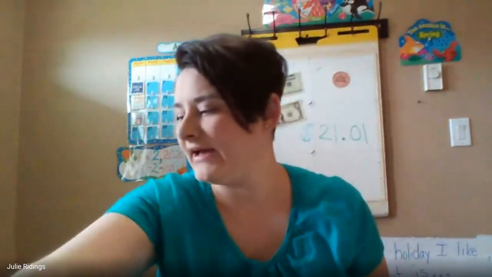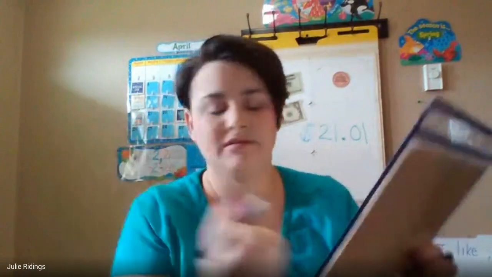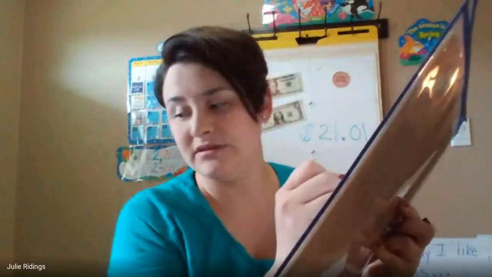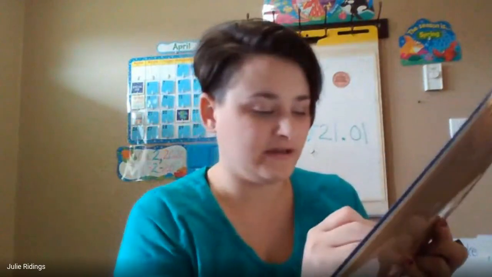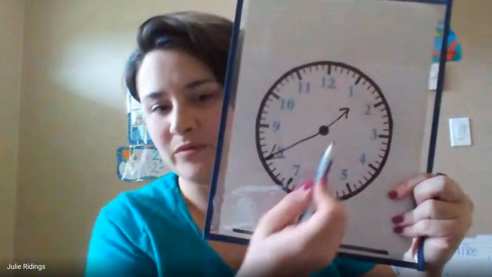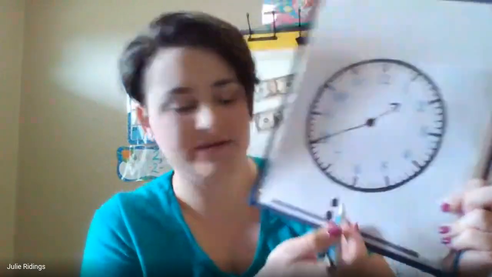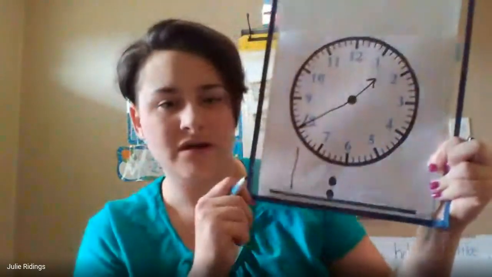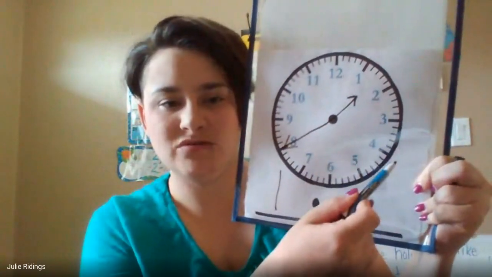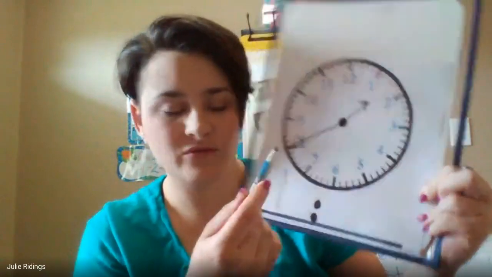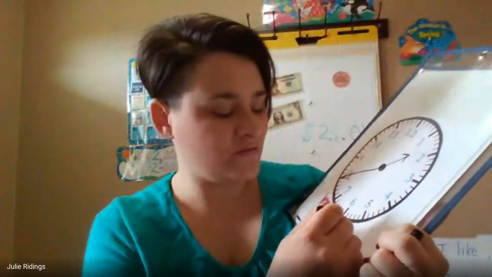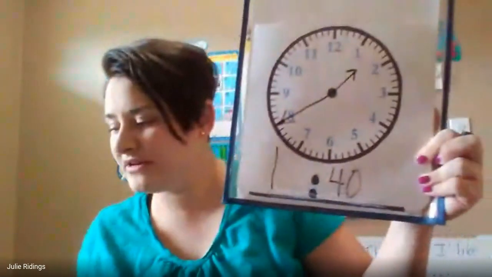Number two has the hour hand a little bit after the one, and then the minute hand is on the eight. So let's count this. Are we ready? We know it's the 1 o'clock hour because it comes before. Now, 5, 10, 15, 20, 25, 30, 35, 40. Now it's 1:40 in number two, but is it a.m.